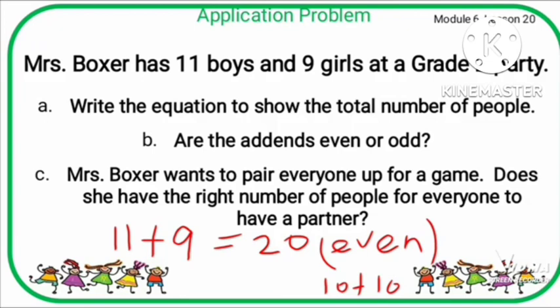Now Mrs. Bossa wants to pair everyone up for a game. Does she have the right number of people for everyone to have a partner? Yes! She has 2 groups of 10. 10 plus 10 equals 20.